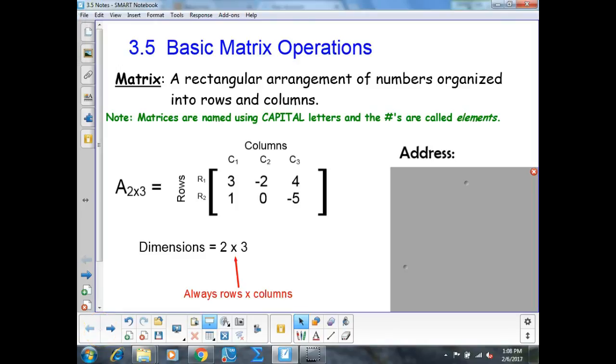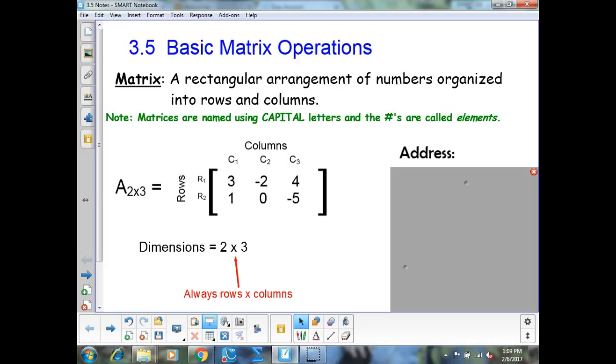So, in order to continue with solving systems of equations, we need to take a pause for 2¼ days and learn a concept called matrix operations, dealing with matrices, because we're going to need that background in order to go on to Cramer's rule and go on to solving systems using matrices.